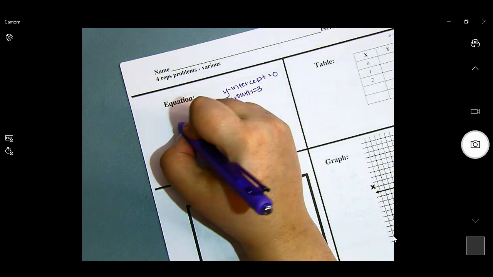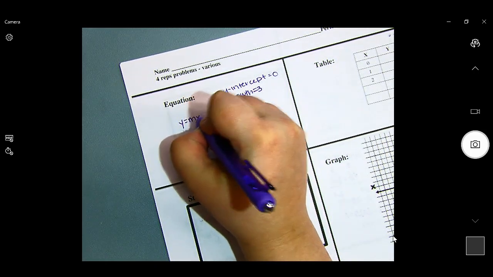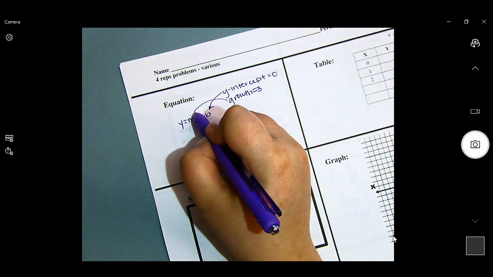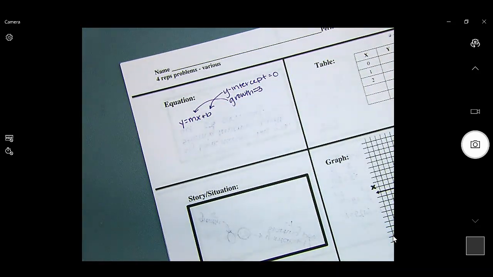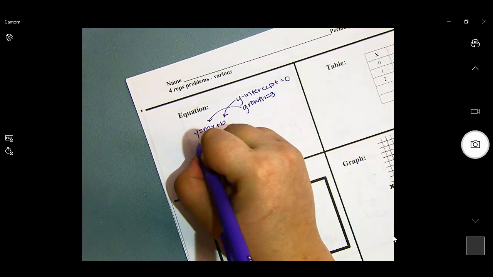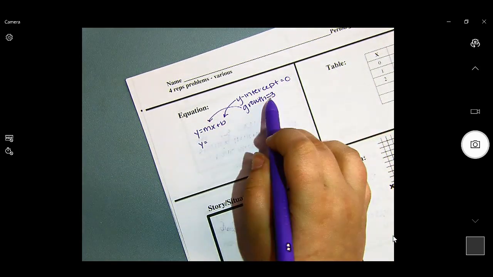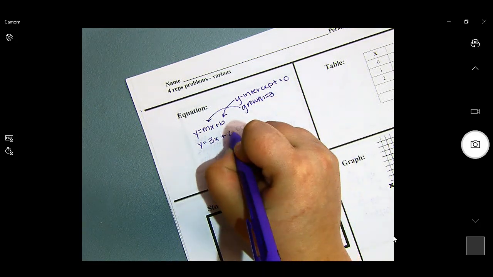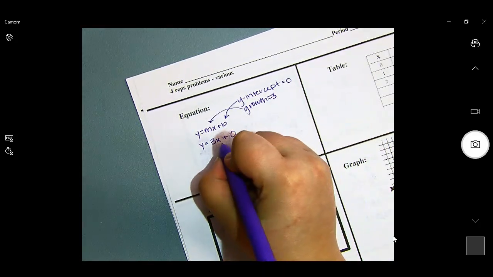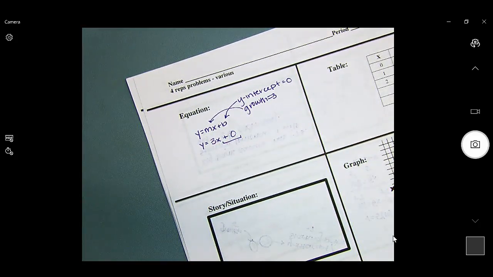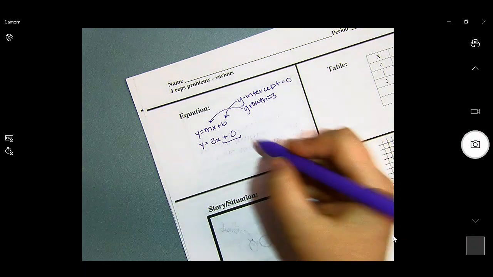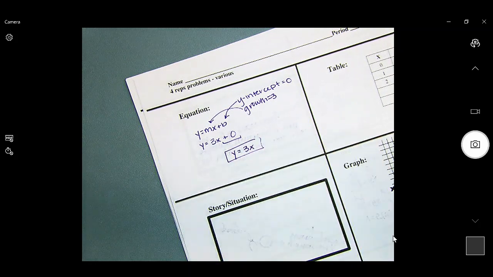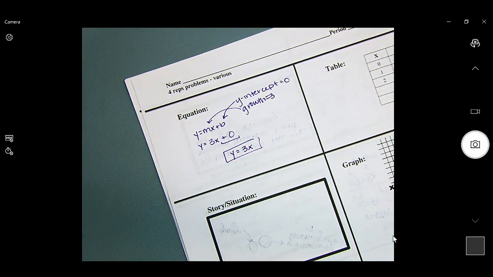So now I can write my equation in the form y equals mx plus b, using my y-intercept as b and my growth as m. So it would be y equals 3x plus 0. But we don't actually have to write plus 0 because that doesn't change anything. So our equation will be y equals 3x, and that's our equation for this one.